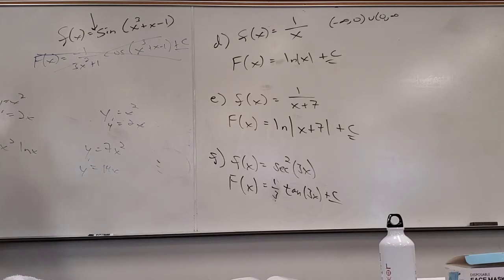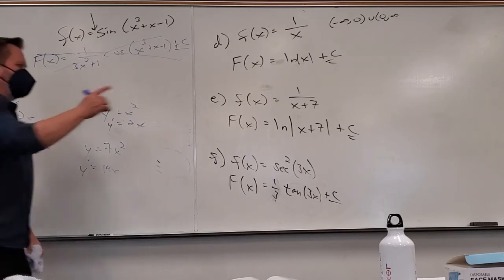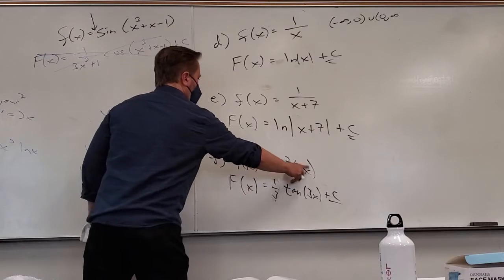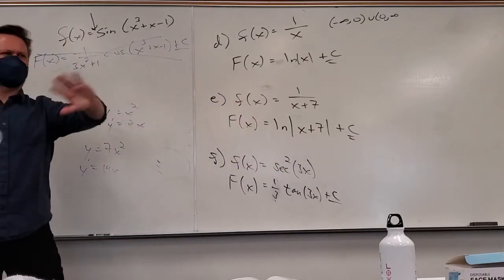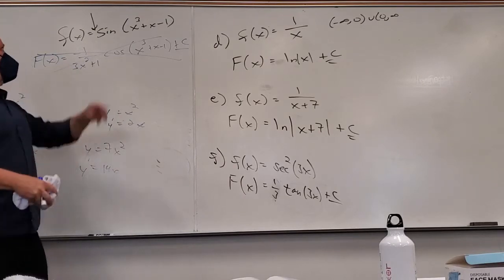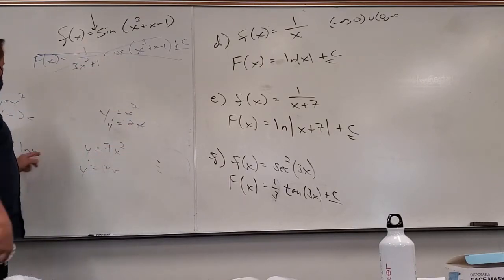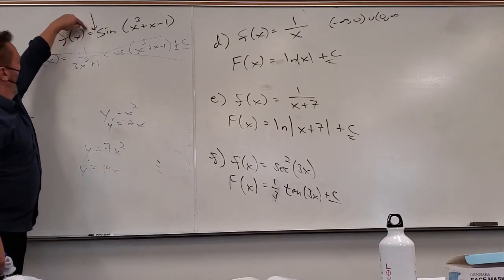You guys kind of get a feel for this? There's a whole method we'll learn in 5.5 for when the inside is more than just a constant. So there's a whole method we could try. But I wouldn't be able to do it if I didn't have the 3x squared plus 1 to work with.